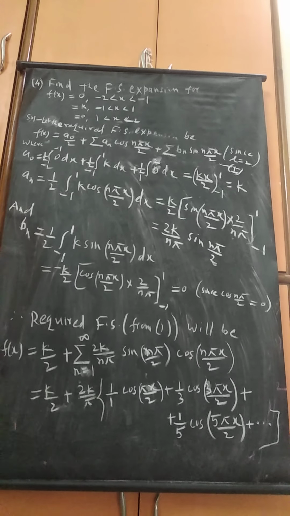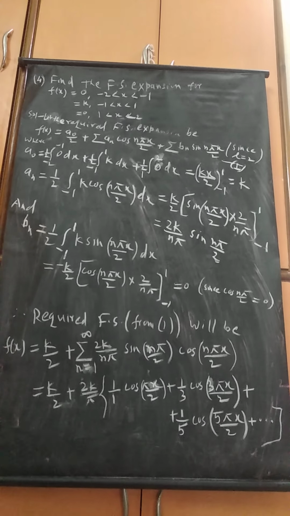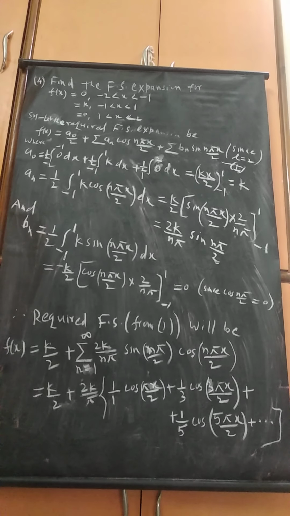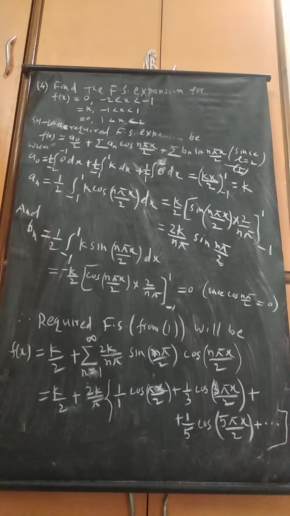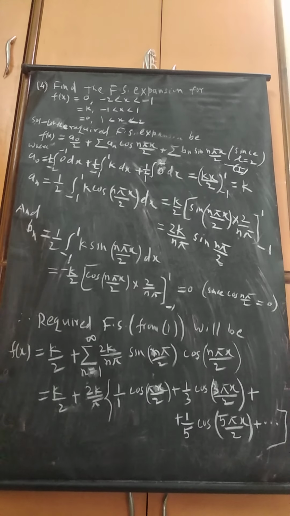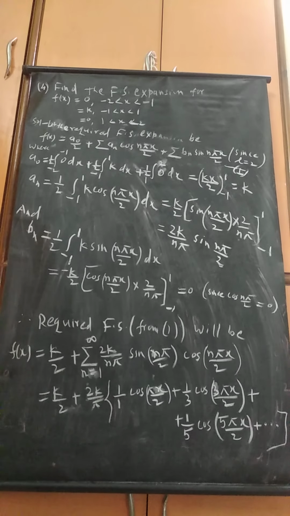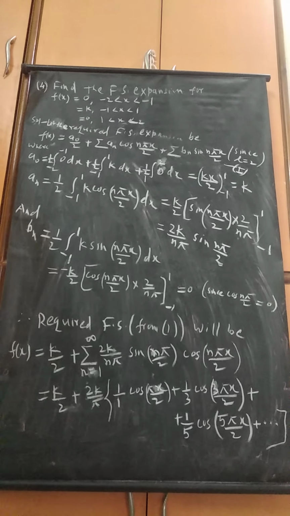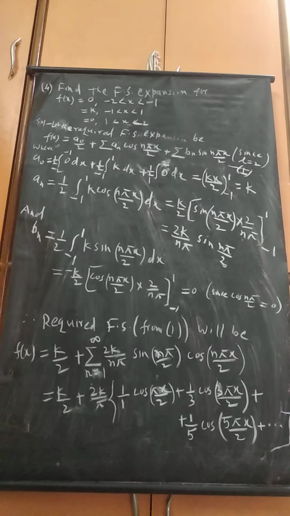If we integrate this, we will get k by 2, integration of cos is sine of n pi x by 2 into 2 by n pi. The limits are minus 1 and 1, and since we get sine of n pi by 2 minus sine of minus n pi by 2, therefore an finally we obtain as 2k by n pi into sine of n pi by 2.